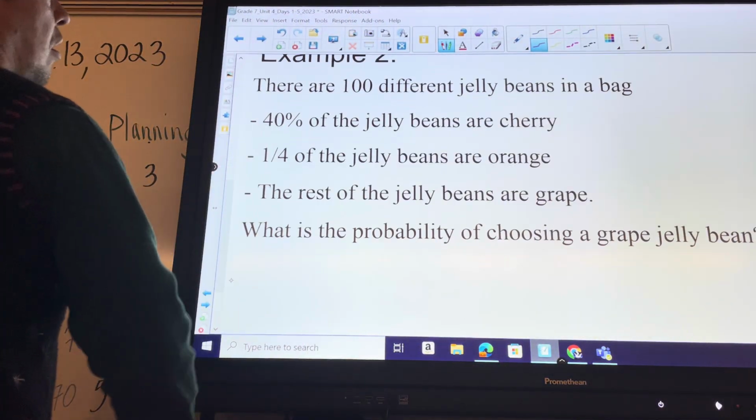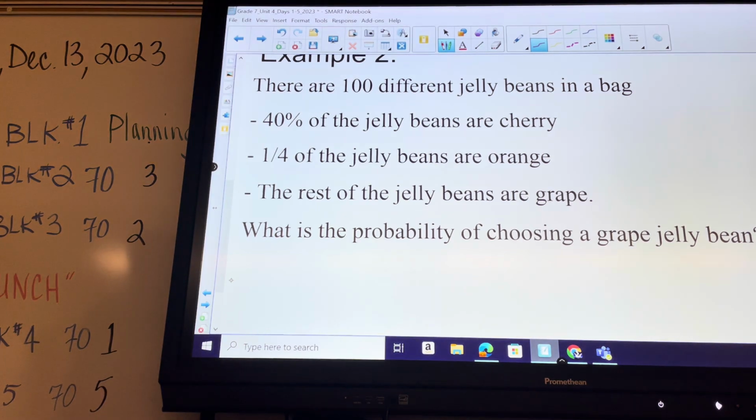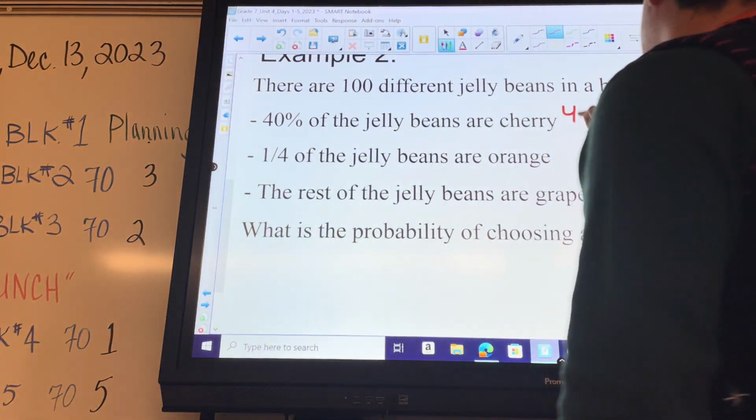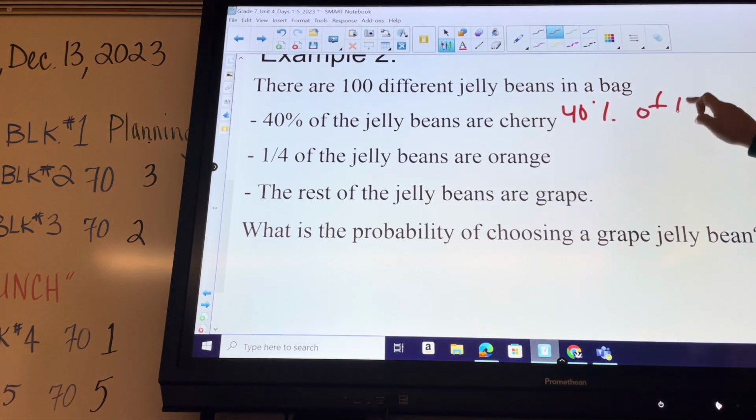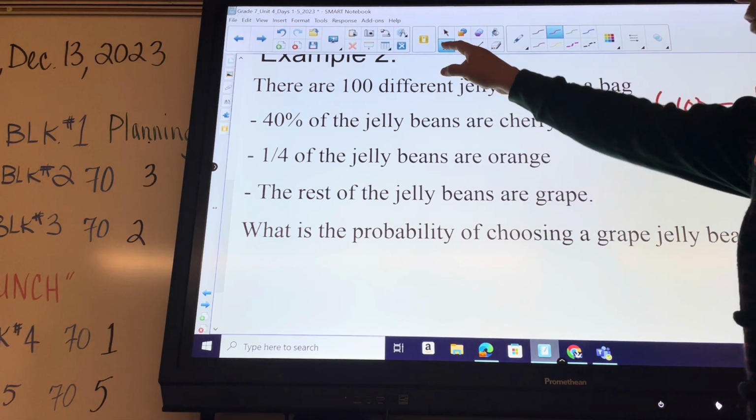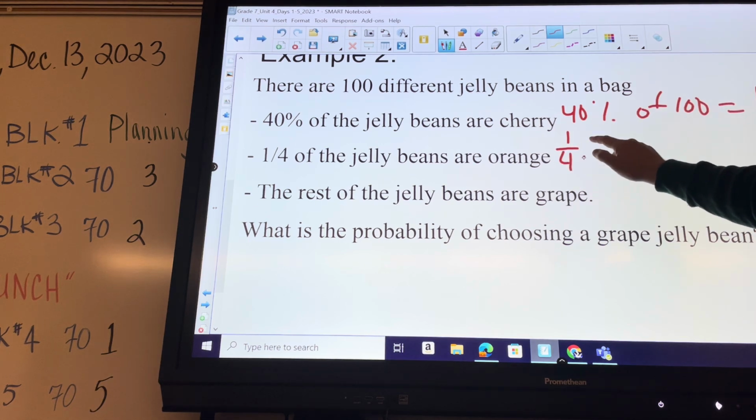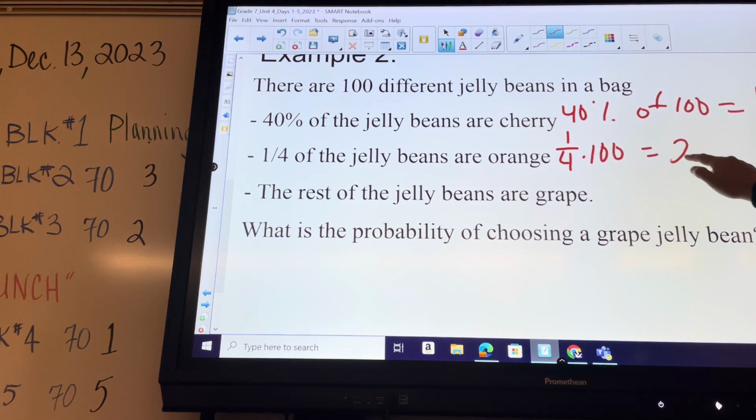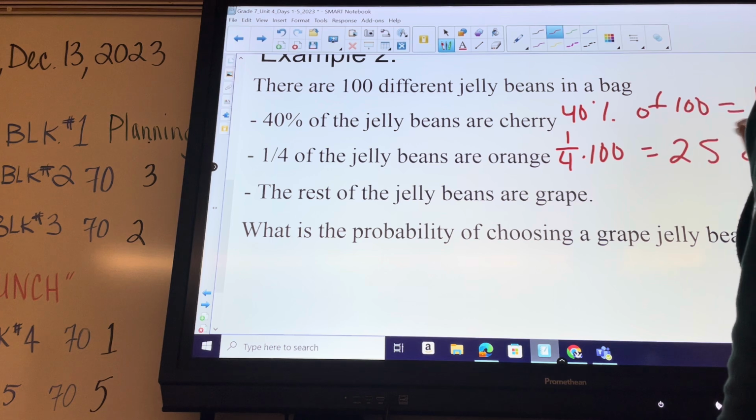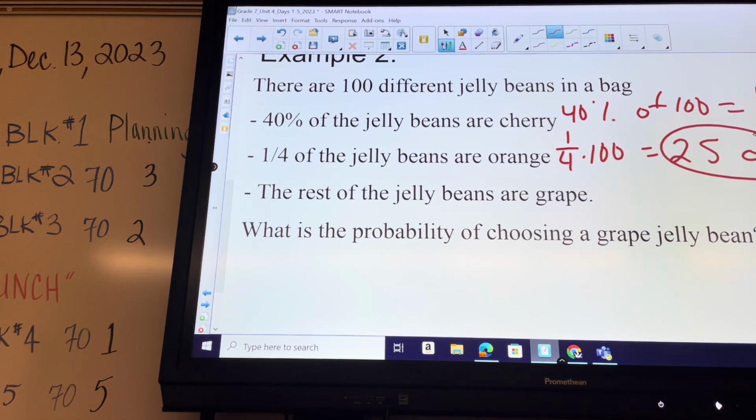Second example, there are 100 different jelly beans in a bag. 40% of the jelly beans are cherries, so we would do 40% of 100. Tells us there are 40 that are cherry. 1/4 of the jelly beans are orange. 1/4 of the 100, so we'd go 1/4 times 100, and we find 25 of them are orange. And it says the rest of the jelly beans are grape. What is the probability of choosing a grape?